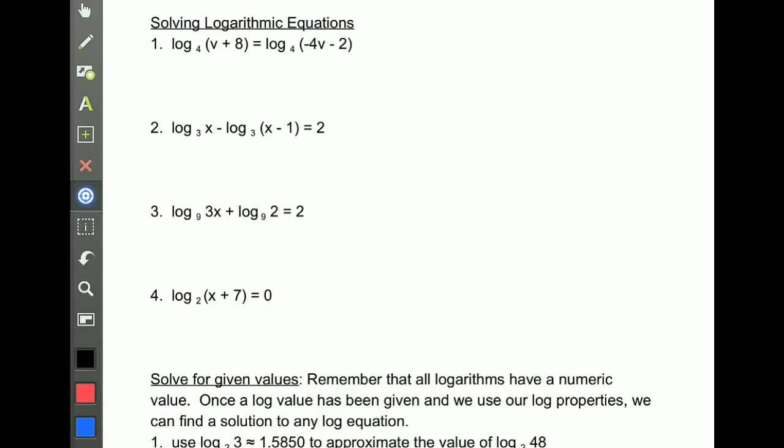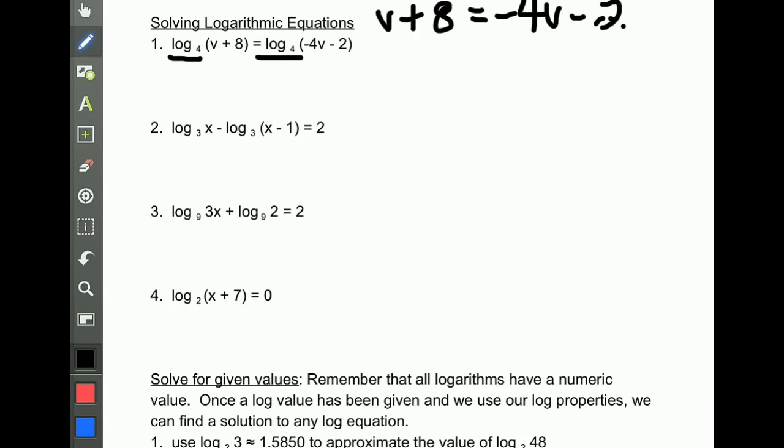Okay, so in number 1, do I have the same logarithm on both sides with the same base? Yes, I do. I have log 4 and log 4. And I know that whatever their answer is has to be equal to one another. So once your bases are the same, once I've established that that log 4 is the same, I can ignore them. And I can just set those parentheses equal to each other.